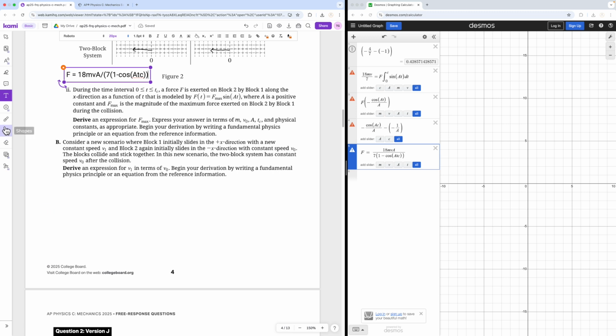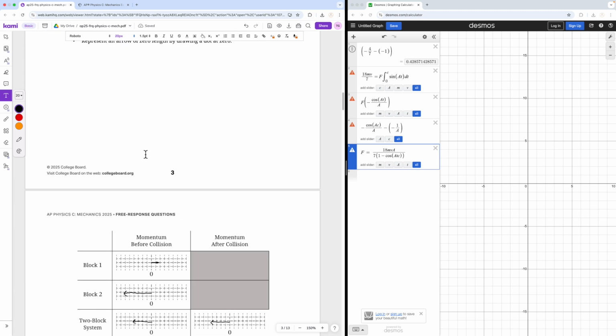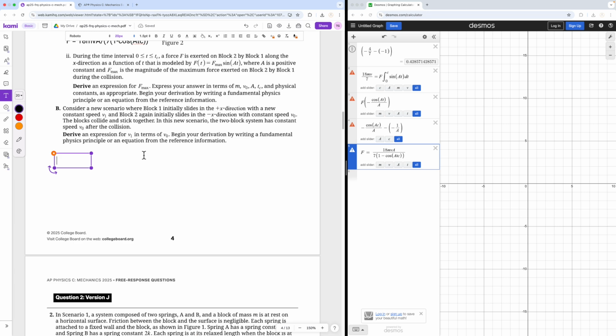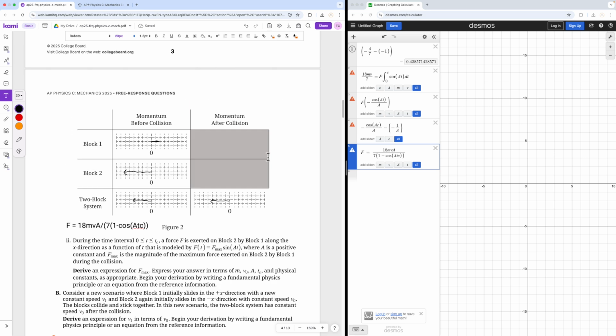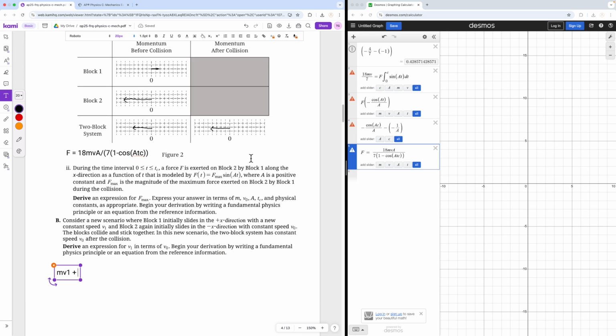Well, again, we're just going to be doing conservation of momentum. So we're seeing that block 1 is mass m, so m times v1 plus, we have block 2 slides in the negative x direction with constant speed vo, so minus 6m vo is equal to what? Let's see, they collide and stick together, and there's a constant velocity vo again. So it's going to be equal to 7m vo.